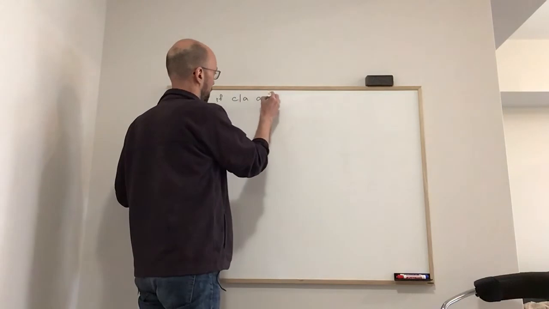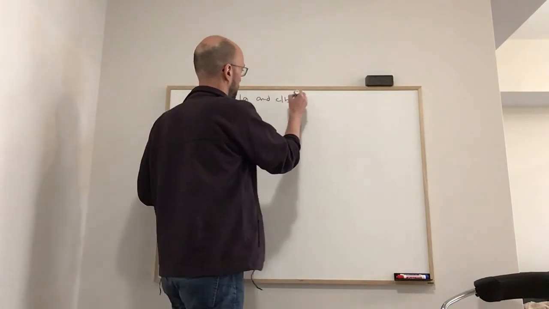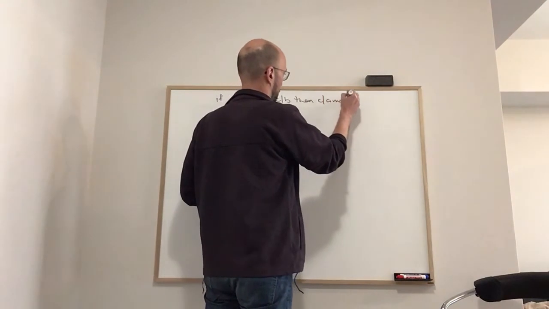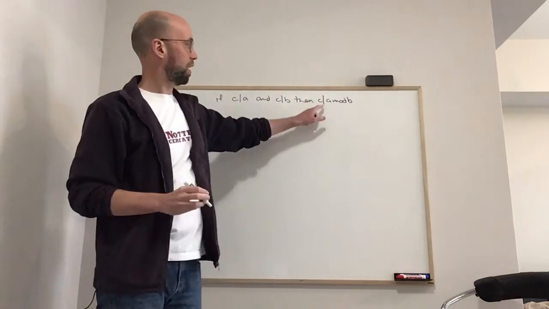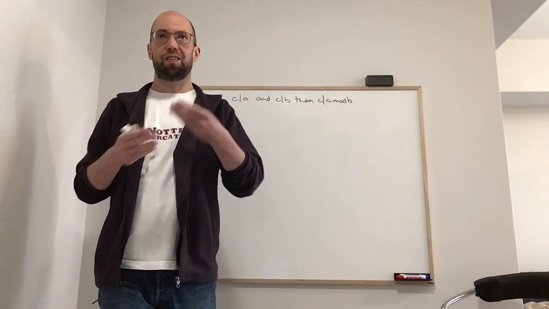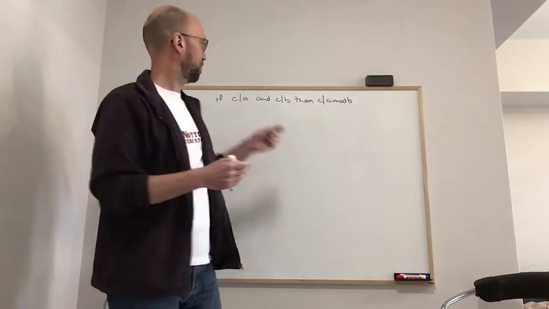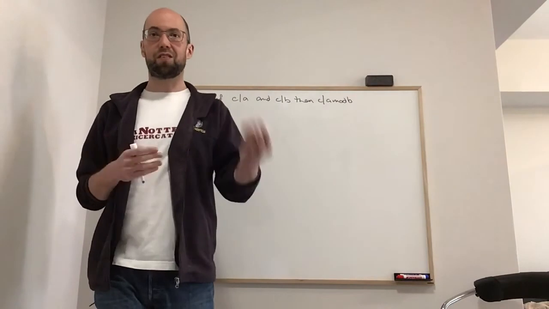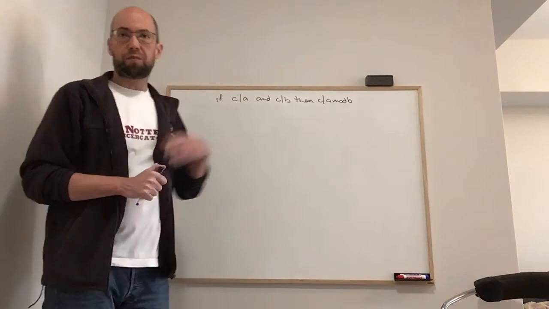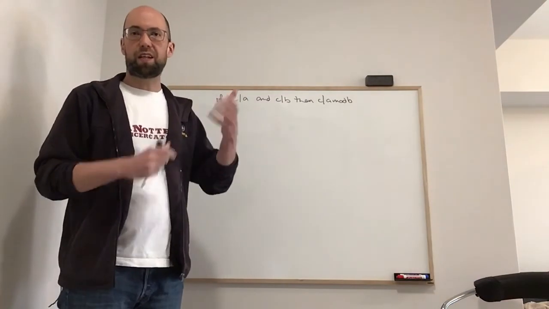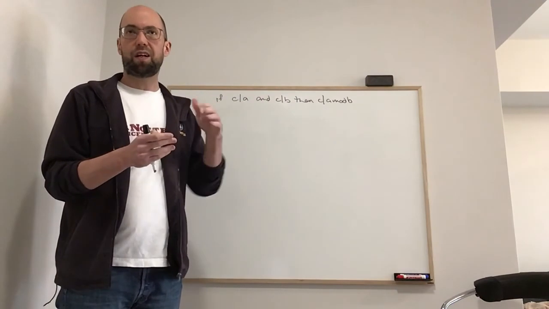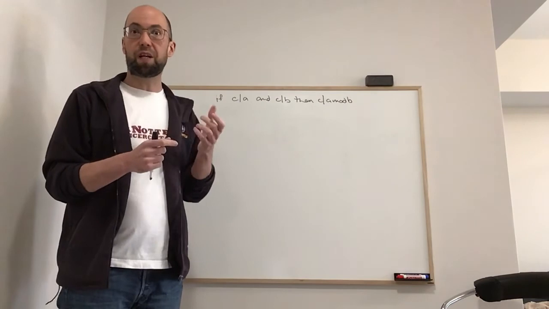if c divides a and c divides b, then c divides a mod b. So this means divides, meaning if c divides a, a is an integer multiple of c. And mod just means you take a and you divide it by b and you throw away the integer, and you look at the remainder.